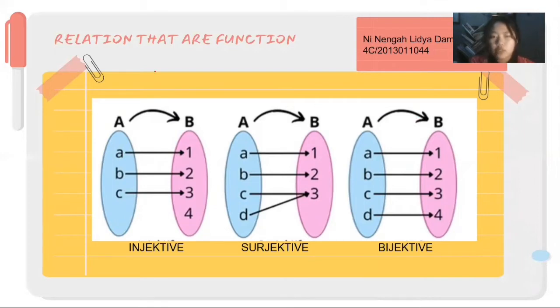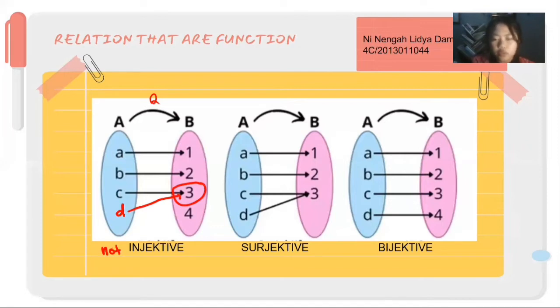The first one is injective function, and then the second one is surjective function, and then the third one is bijective function. We'll talk about the first one, injective function. So injective function is a relation which maps every member of set A to exactly one member of set B. But in this relation, every member of set B cannot have more than one pair in set A. Now, if I add a member in set A, let's call it D, and then I draw an arrow from D to 3, this is called not injective because there is a member of set B which has more than one pair in set A.